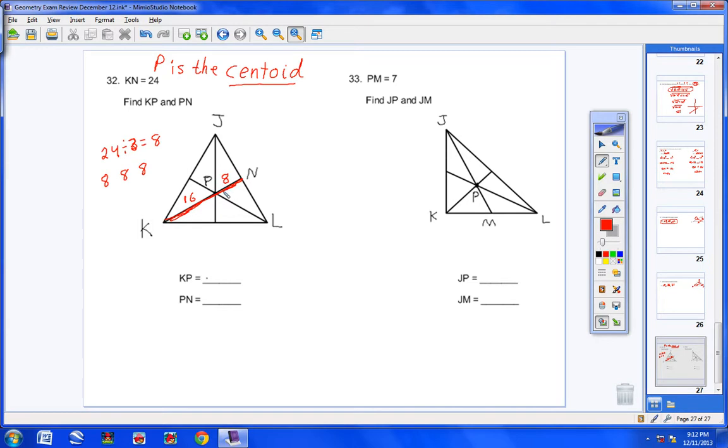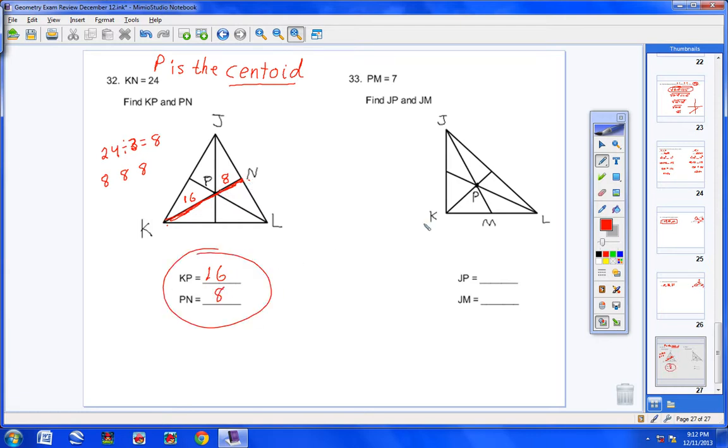And we know that's right because, let me say that again. We know this is right because 16 is twice as big as 8, like it's supposed to be. This segment right here is supposed to be twice as big as this segment. And we also know if we add 16 plus 8, we get 24. So we're good. So KP is 16 and PN is 8.